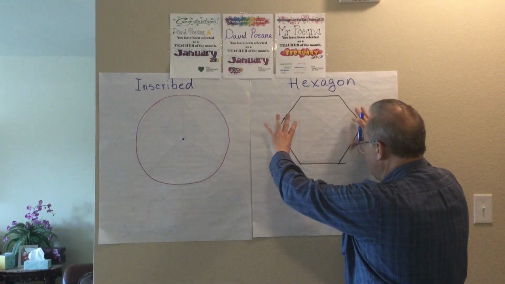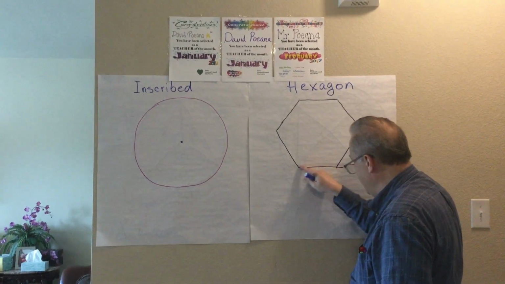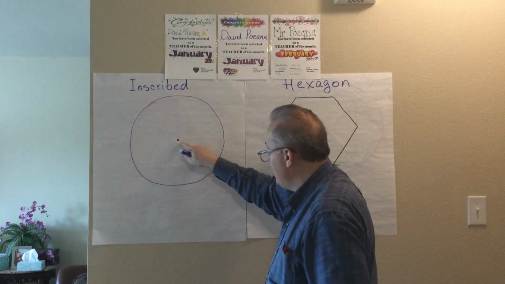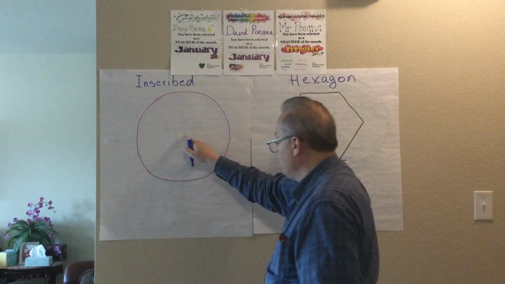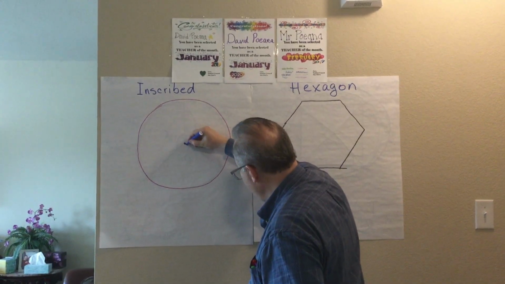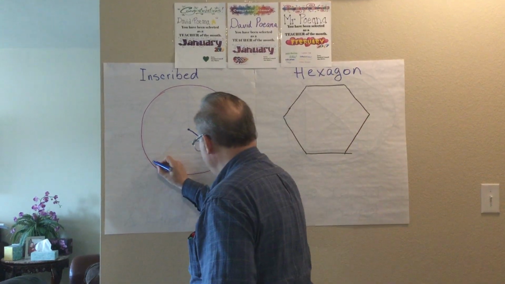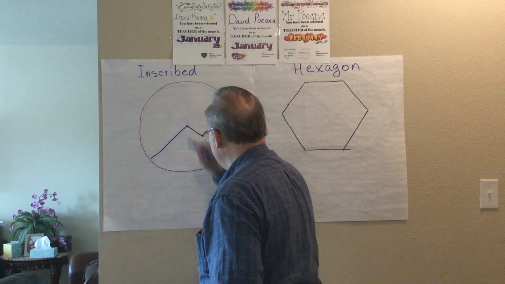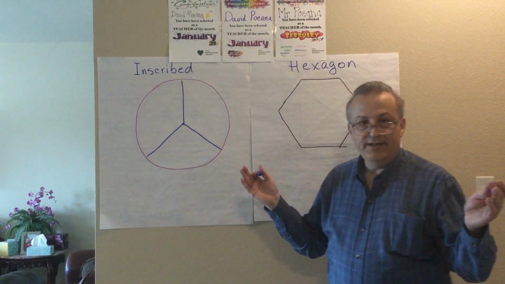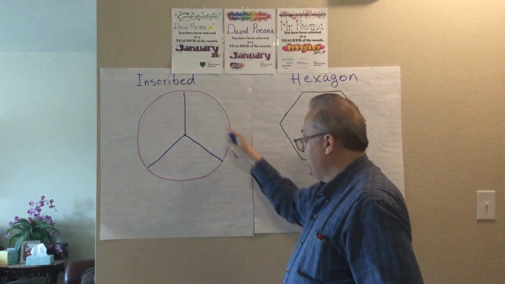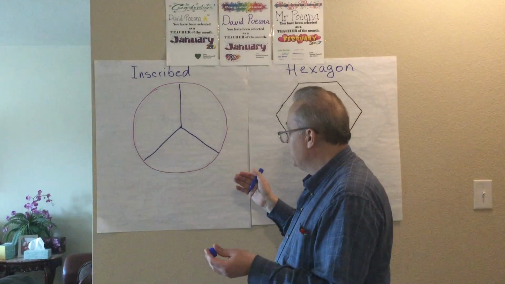I'm going to enlarge it a little bit and I'm going to make sure that this side is equal to the radius. Once again, the side is equal to the radius. Well, the radius is this big. Then I have another radius here. And then I'm going to draw another radius here. What did I do? I divided the circle into three congruent parts.